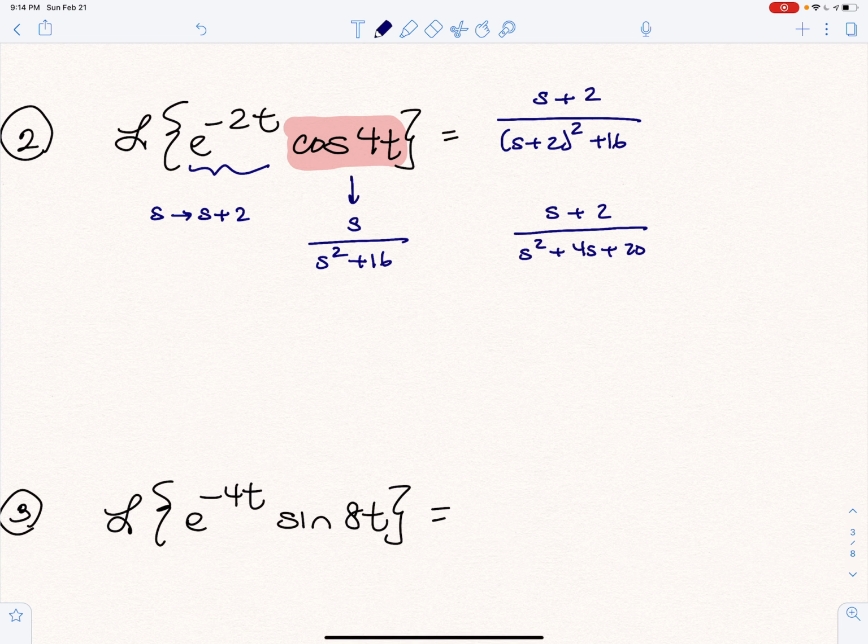Kind of getting you prepared for the future when we have to actually take the transform and go back. And if there was a shift involved, that's going to be something interesting. So either one of those answers is perfectly fine.